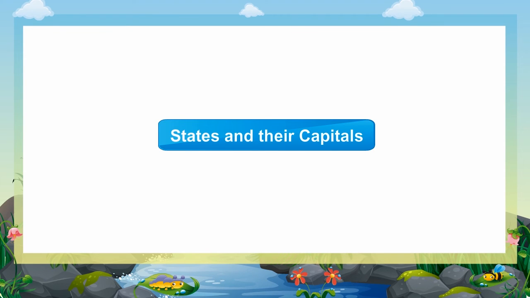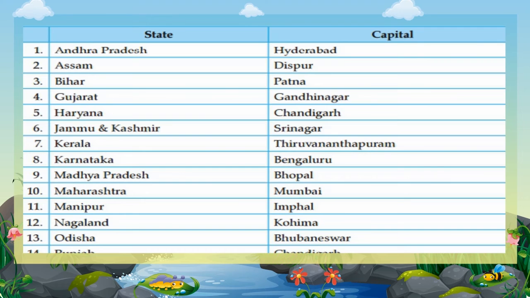States and their capitals. State, capital. 1. Andhra Pradesh, Hyderabad. 2. Assam, Dispur. 3. Bihar, Patna. 4. Gujarat, Gandhinagar. 5. Haryana, Chandigarh. 6. Jammu and Kashmir, Srinagar. 7. Kerala, Thiruvananthapuram. 8. Karnataka, Bengaluru. 9. Madhya Pradesh, Bhopal.